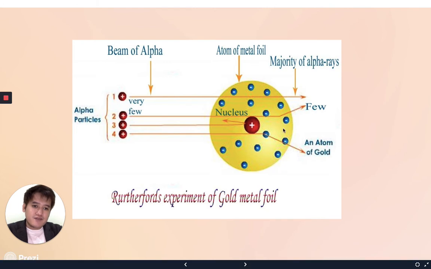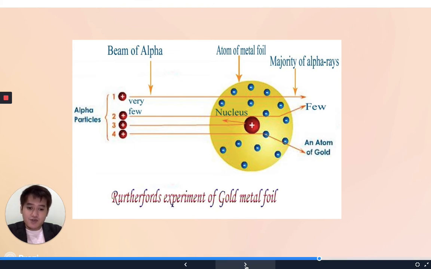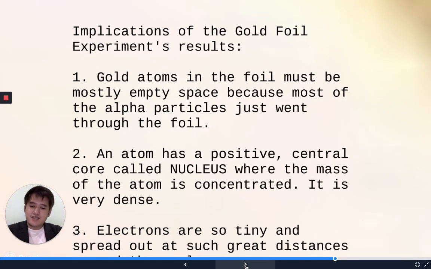He noticed that the majority of the alpha rays just passed through while very few bounced back or were deflected. That means there must be a single body in an atom that is positively charged, which made the alpha particle bounce back. He called that the nucleus, thus the nuclear model of the atom. Here are the implications. Gold atoms in the foil must be mostly empty space, because most of the alpha particles just went through the foil. An atom has a positive central core called the nucleus, where the mass of the atom is concentrated. It is very dense. And electrons are so tiny and spread out at great distances around the nucleus.